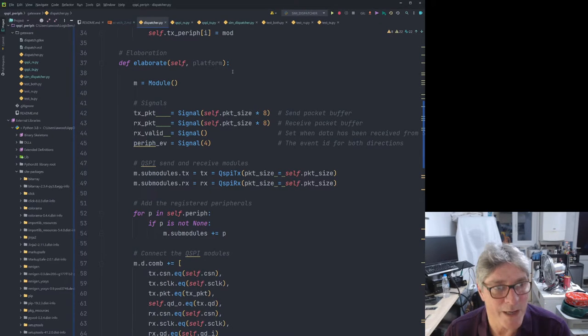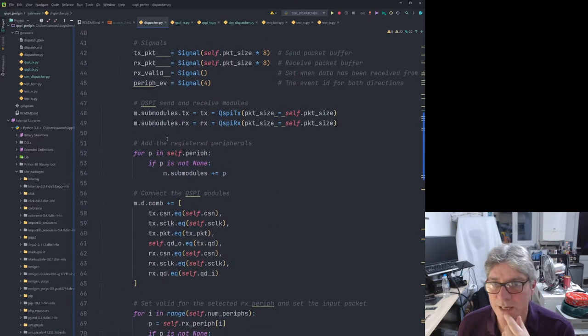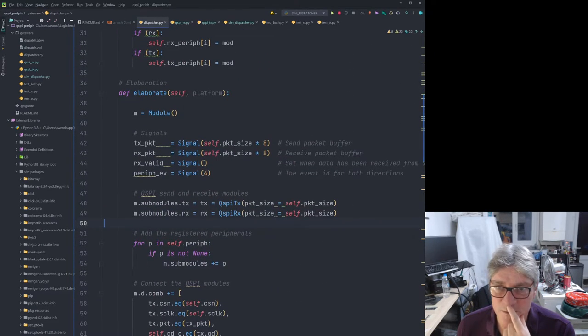Elaborate in Amaranth, if you're not already familiar, is the way that it basically builds the HDL that it's going to output. You always start off with a module. So what do we have here? We have signals. We have a TX packet and an RX packet. Both are dimensioned to the same size. Here we're saying self dot packet size. Remember, packet size was set up to be 16. So we're saying 16 times 8 bit.